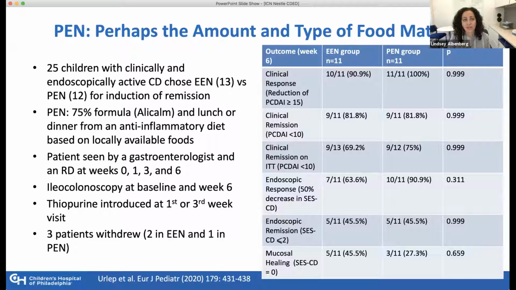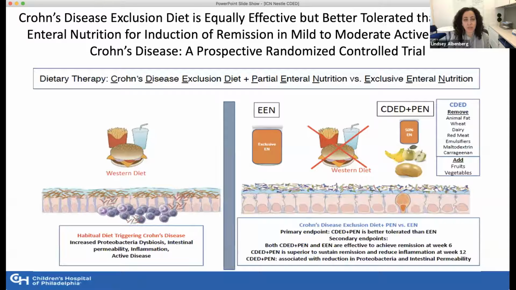So I think that this is really interesting and brings us to, I guess, the newest kid on the block, which is the CDED or the Crohn's disease exclusion diet, which was developed by Ari Levine and Rotem Sigall-Boneh. And what they did is they essentially said, we know that Western diet is bad, EEN is good, but difficult. And so the thought was to combine EEN or PEN with a whole food-based diet, which eliminates potentially pro-inflammatory components of a Western diet and requires a minimum amount of beneficial fiber.